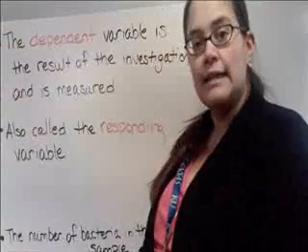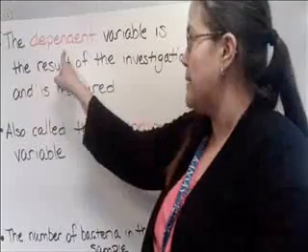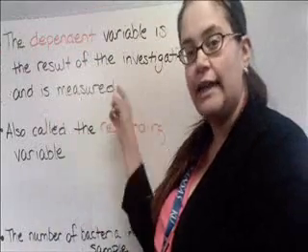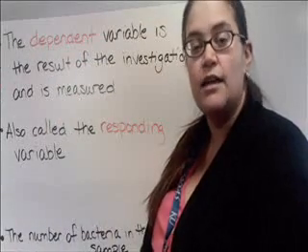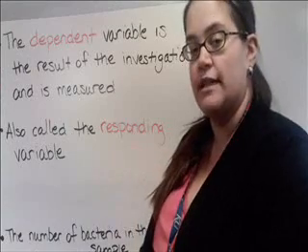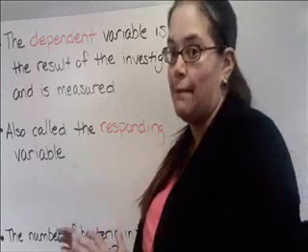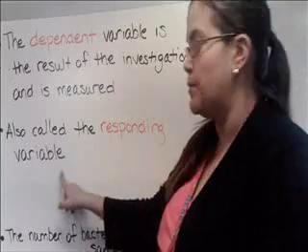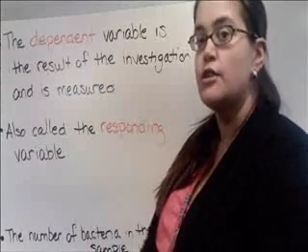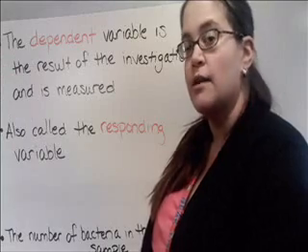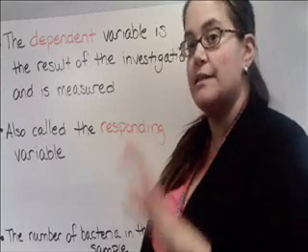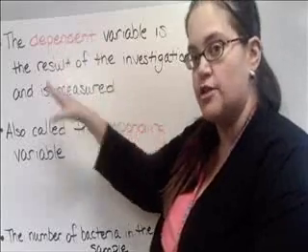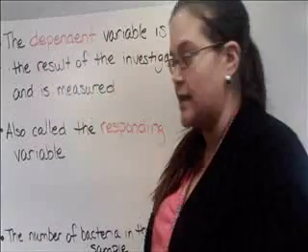All right, the second type of variable is the dependent variable. This is the result of the investigation, and it's what's measured at the end. So this is the point of your investigation. This is what happened. It can also be called the responding variable. It responds to the independent variable. So we change the independent variable, see what happens. This is the what happens. It's what you measure, it's the point of the investigation.